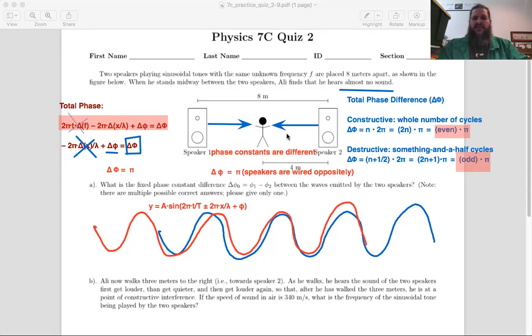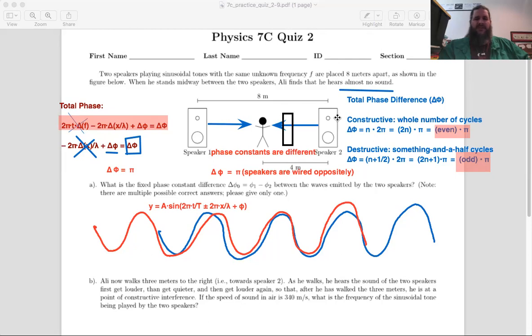But then if you move to a different location, like let's say you move to this location, what difference would that make? Why would that cause changes to the total phase equation? Because you're not exactly half a cycle apart anymore. So well, the delta phase constant, those are just referring to the speakers. The speakers are still wired the same way. You haven't changed the speakers. You've just moved from where you were standing and walked over to a new location.